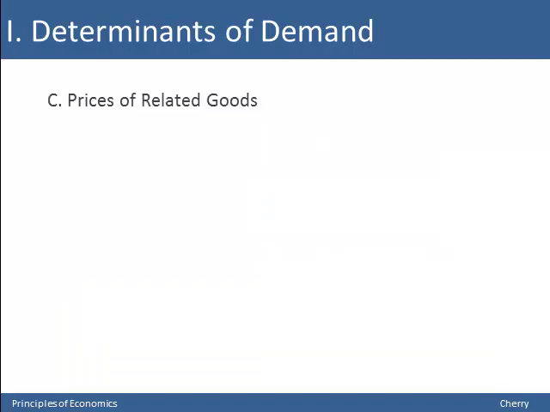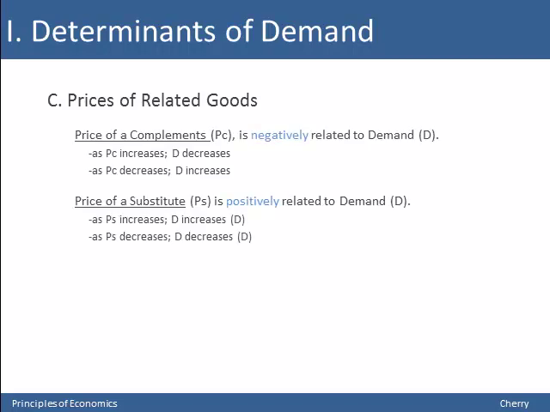So the third determinant we're looking at is prices of related goods. Right, so before, the first determinant we looked at was the price of the good itself. Here what we're looking at is the price of a related good. Not the price of the good itself, but one of a related good. So what's a related good? There's 2 types. One is a complement and one's a substitute. So a complement, those are the goods that you consume with the good in question.